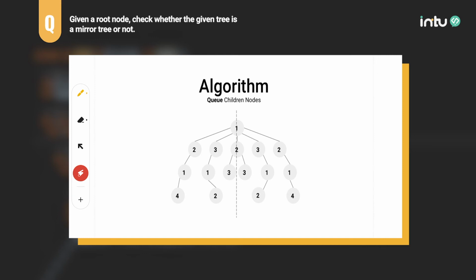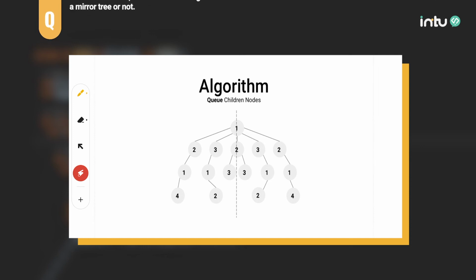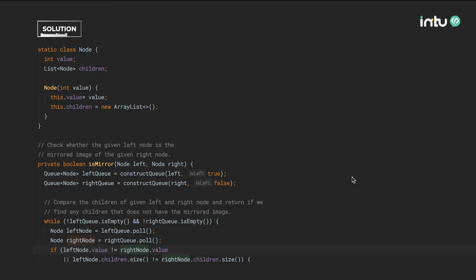If the number of root's children is odd, we would also have to check whether the middle children itself is a mirror tree or not. So a lot of recursive calls, I would imagine. Let's see how we can translate our algorithm into code.